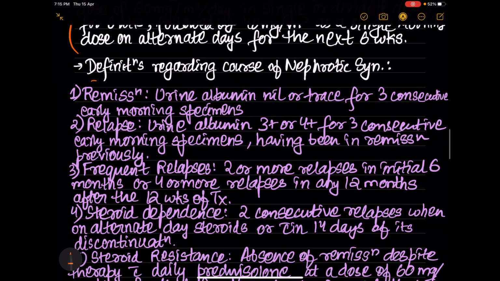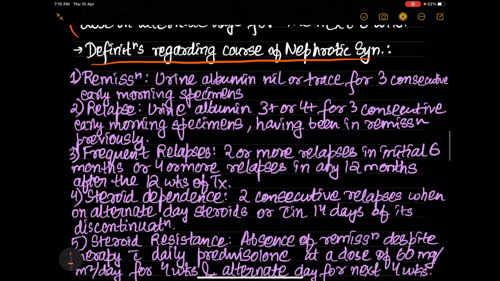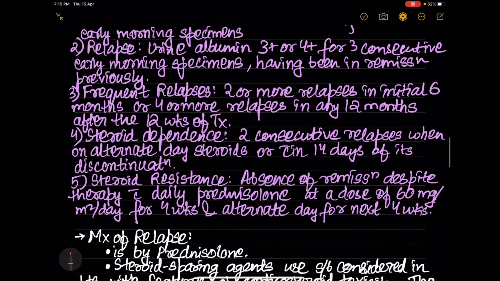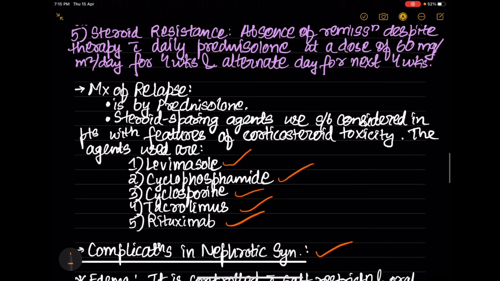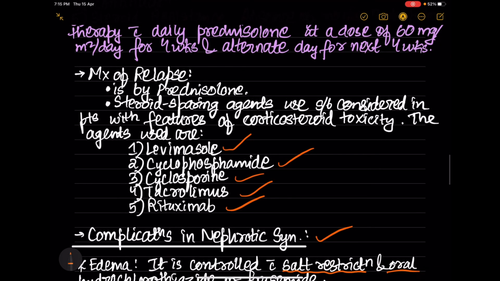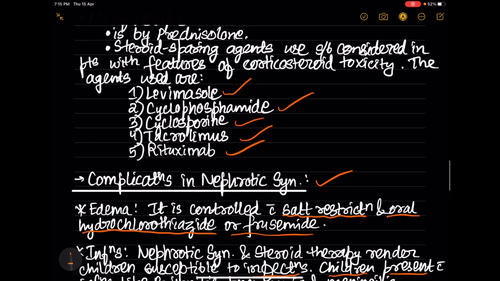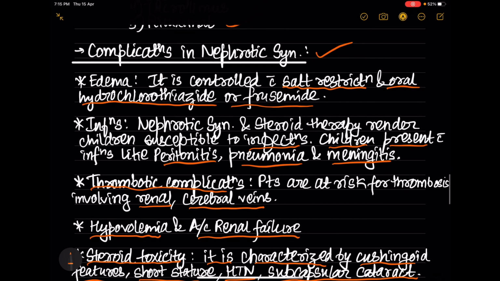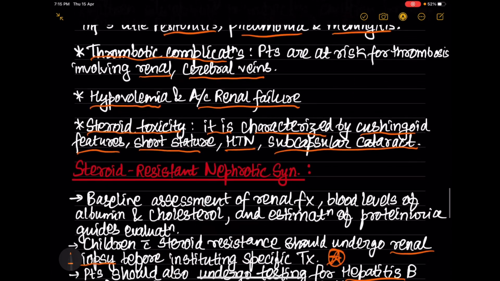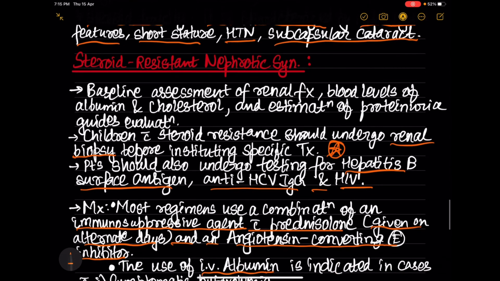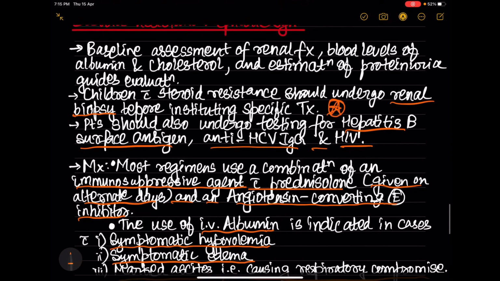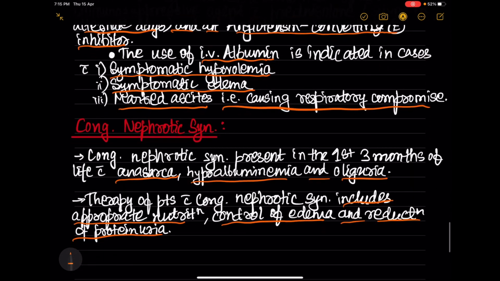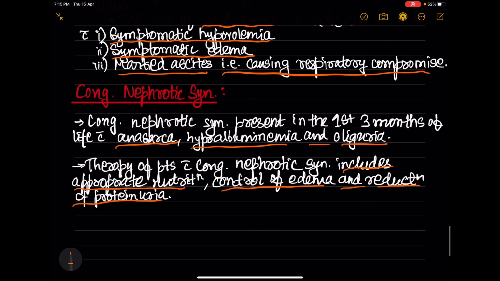And there are the definitions regarding the course of nephrotic syndrome. This is also quite important. Regarding the management of relapse, you need to know only prednisolone and the steroid sparing agents. Then complications of nephrotic syndrome, then steroid resistant nephrotic syndrome, and finally congenital nephrotic syndrome. So with this we end the discussion of nephrotic syndrome.